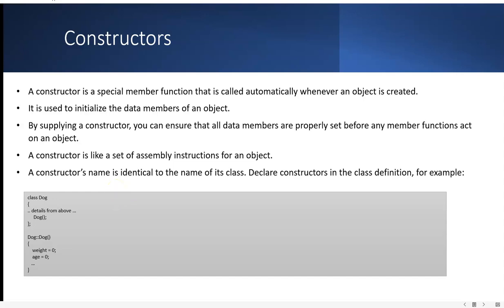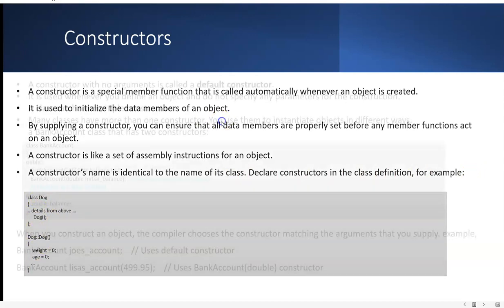So a constructor is a special member function that is called automatically whenever an object is created. It is used to initialize the data members of an object. If you notice, it doesn't have a return type. It's like assembly instructions for an object, and it's a place where you can set up all the member values as needed. The name of a constructor is identical to the name of its class. Declare constructors in the class definition. For example, class dog, and then we implement it.